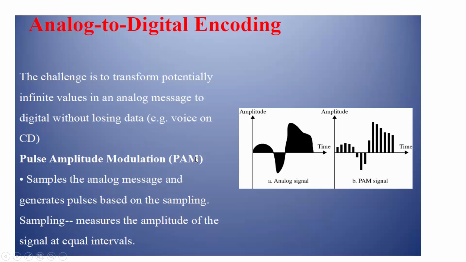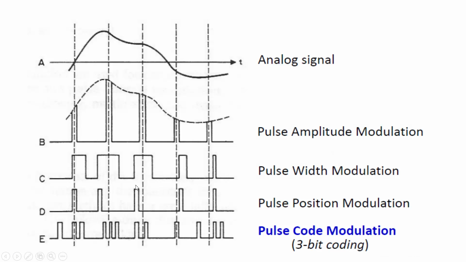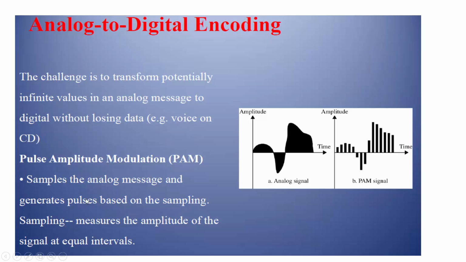So pulse amplitude modulation samples the analog signal. This type of encoding scheme samples the analog message and generates pulses based on the sampling. Sampling measures the amplitude of the signal at equal intervals. So by sampling, you will have the pulses here. This is known as a pulse amplitude modulated signal, analog to digital encoding.